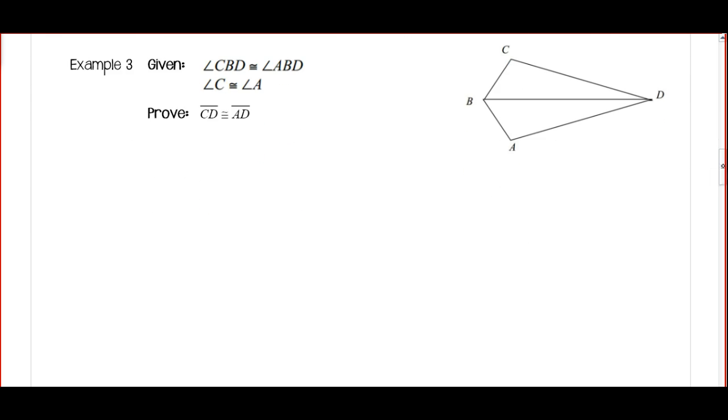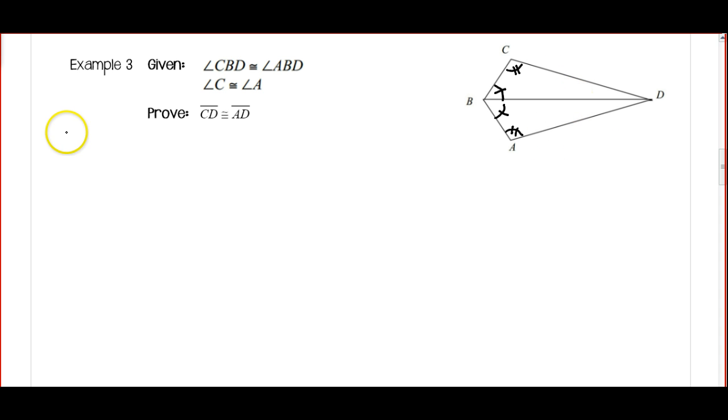So here we've got angle CBD congruent to ABD. And we have angle C congruent to angle A. And somehow we want to get CD and AD. So what we did in the last lesson was we were proving triangles congruent, and then we could get corresponding parts congruent. And I can see I'm going to have the reflexive side there, and then I could prove the triangles congruent by angle, angle, side.